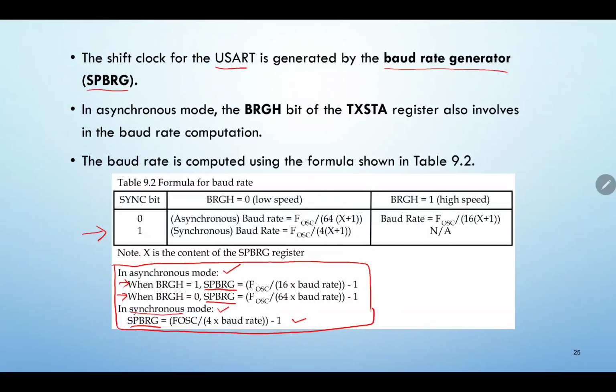Both of the formulas look the same. The only thing different is this one. If it is high speed, then it is 16. If it is low speed, it is 64. That's the only difference. This is the formula that you need to memorize.